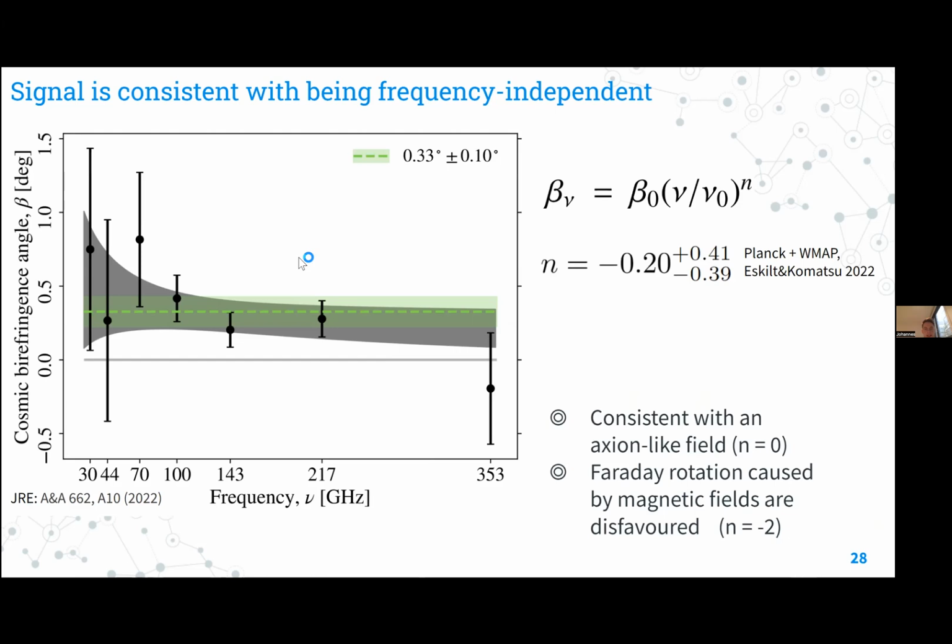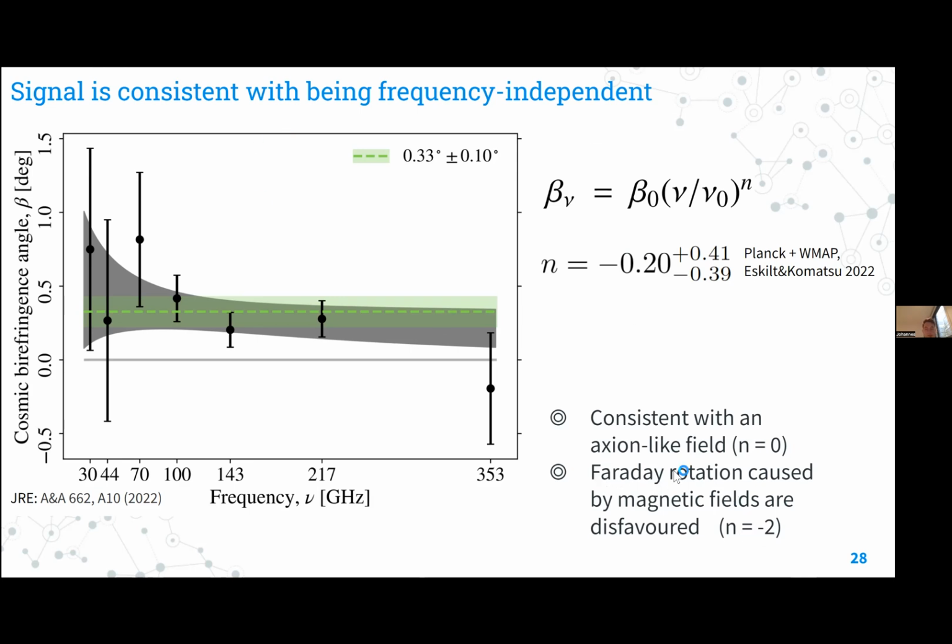These are our results. We tried a couple of different things here. The y-axis is the cosmic birefringence angle, and the x-axis shows the different frequency channels that we looked at. The black dots are where we measured it individually for each frequency channel. We also sampled the equation that I mentioned, where you sample beta naught and n, and you get this gray 1 sigma band, which is perfectly consistent with frequency independent, and it also rules out Faraday rotation caused by magnetic fields.